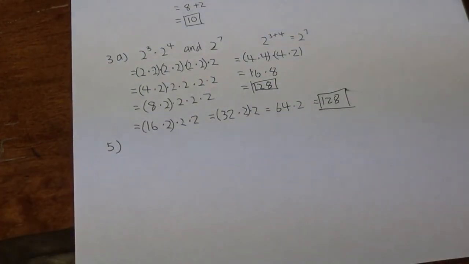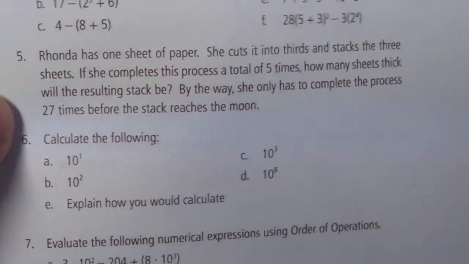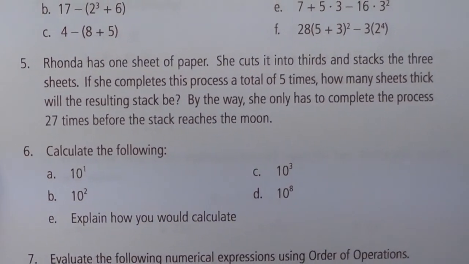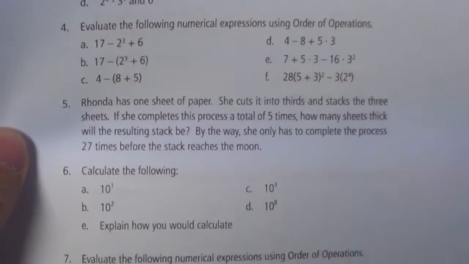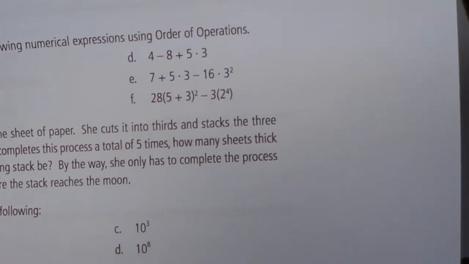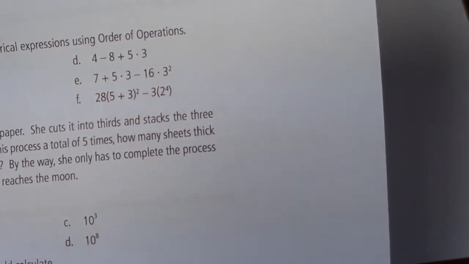All right, number 5. I'm going to go ahead and give you a second to read the question. You can pause the video if you need more time. But basically Rhonda has one sheet of paper and she's going to cut it into thirds and then stack the paper and then complete this process 5 times.